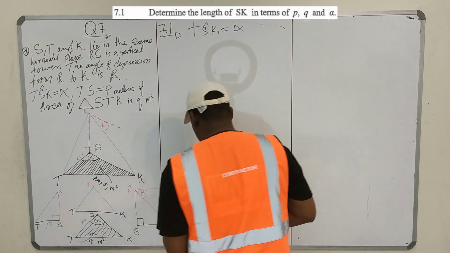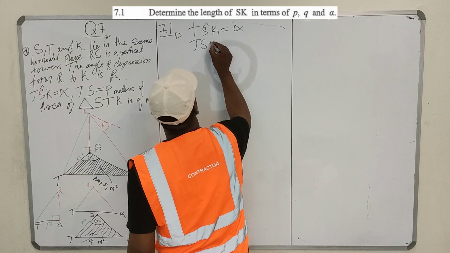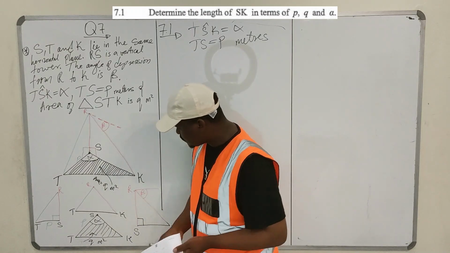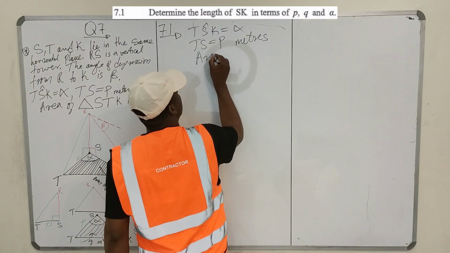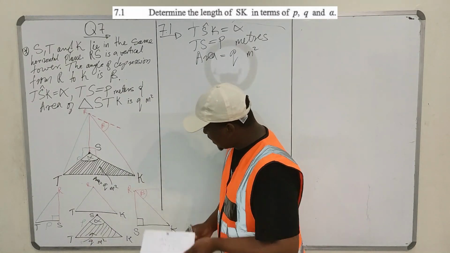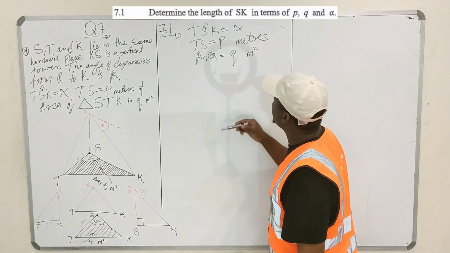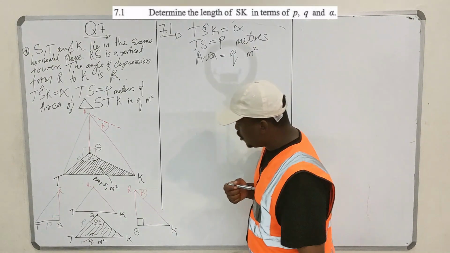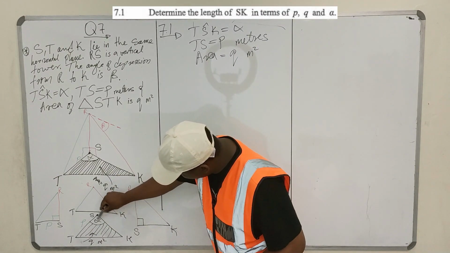So what we also have is the length of one side of our triangle, TS. It's equal to P meters. No problem. What else do we know about our triangle? We know the area of the triangle. The area of our triangle is equal to Q square meters. Is there anything else that we know? No. This is all the information that we have. Then what we're left to do is relate all this information so that we can find SK, the length SK, which is this length over here.